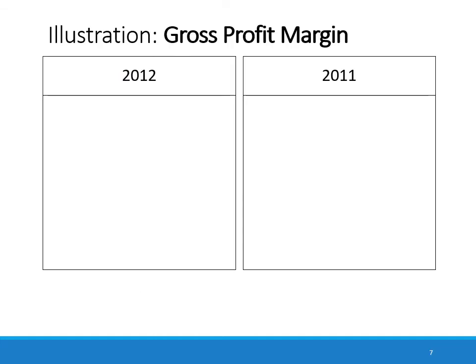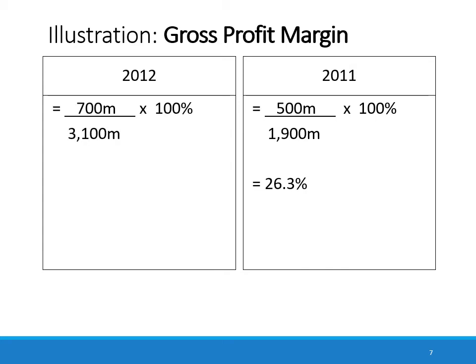Let's look at the illustration for gross profit margin. For the year 2011, you have 500 mil divided by 1.9 billion times 100%, which gives you 26.3%. This is the gross profit margin for the year 2011. For 2012, 700 mil divided by 3.1 billion times 100% gives you 22.6%. This shows a declining profit performance. It's not a good sign here.